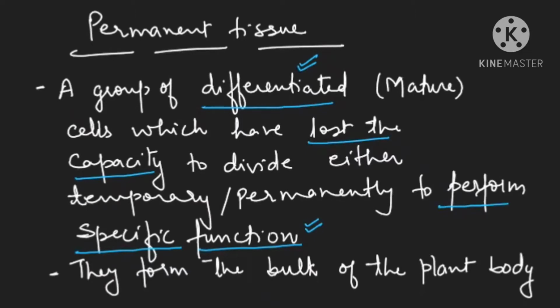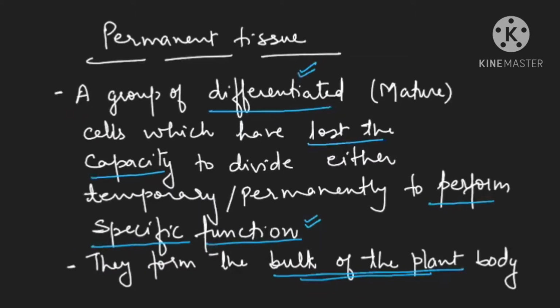And the permanent tissue is making the bulk of the plant body. So permanent tissues are the ones which have lost the capacity to divide either temporarily or permanently. Why are we saying temporary? The reason is, we have studied that secondary meristem will be made. So secondary meristem means again these permanent cells can go for de-differentiation to again become meristems. Is it clear? Now let us see the types of permanent tissues.